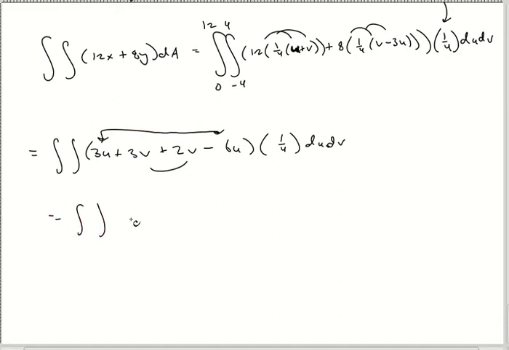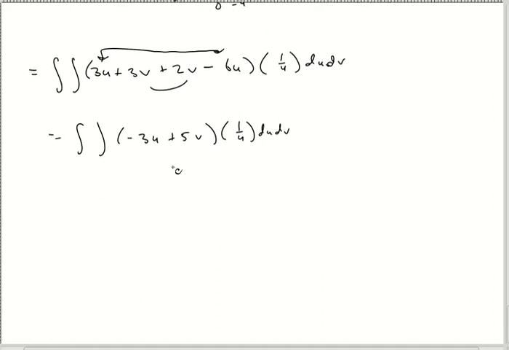So then what I have is a negative 3u and a positive 5v, times 1/4, du dv. Okay, cool. My goal now is to actually integrate this. This is negative 4 to 4. This is 0 to 12. Super easy to integrate at this point.